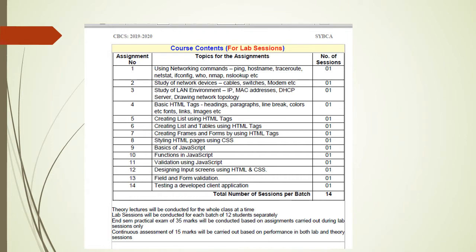Now related to the lab sessions, you have around 14 assignments. You have to use networking commands like ping, hostname, traceroute, ifconfig, etc. You have to study various network devices. Then you have the study of the LAN environment. You have to study basic HTML tags. Then you have to create lists using HTML tags, create frames using CSS, and study the basic concept of JavaScript, functions, etc. So you have these assignments.